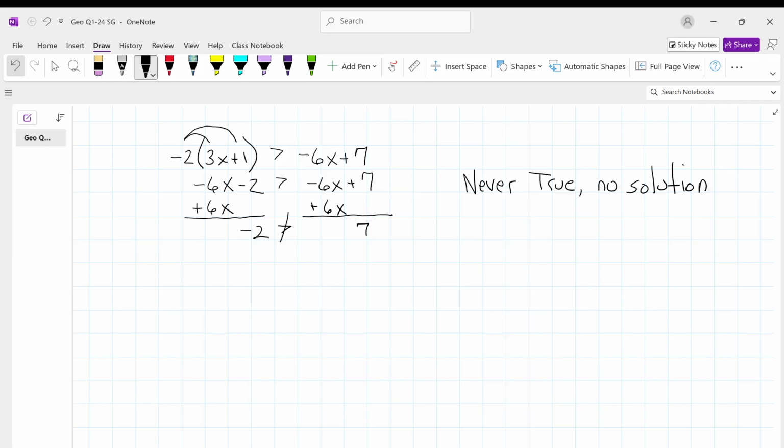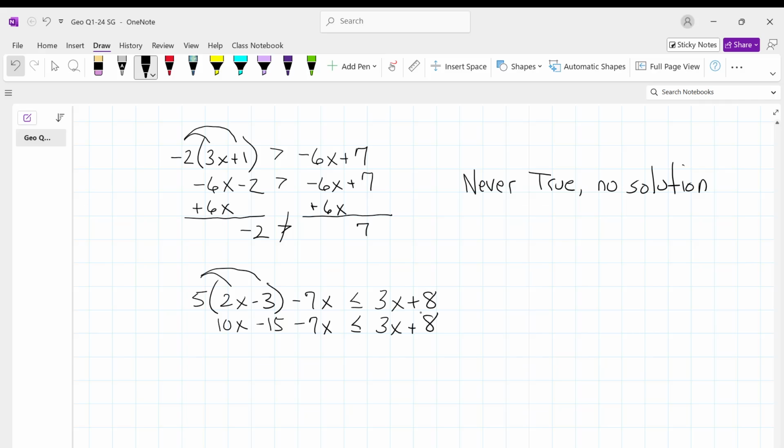Let's take a look at 5 times 2x minus 3, minus 7x, less than or equal to 3x plus 8. So more distributive property. 5 times 2x is 10x. 5 times negative 3 is negative 15, minus the 7x, less than or equal to 3x plus 8.